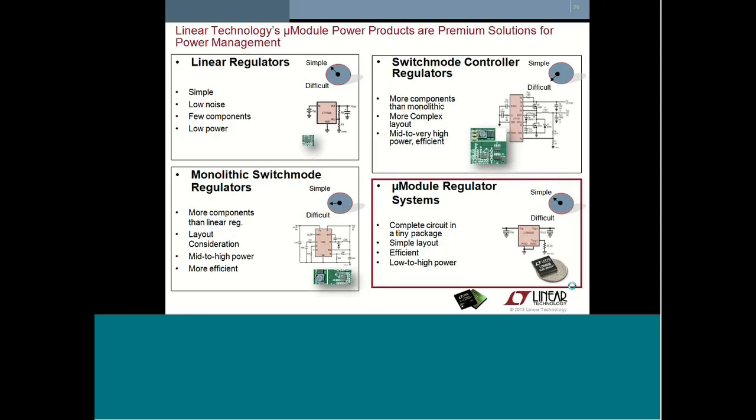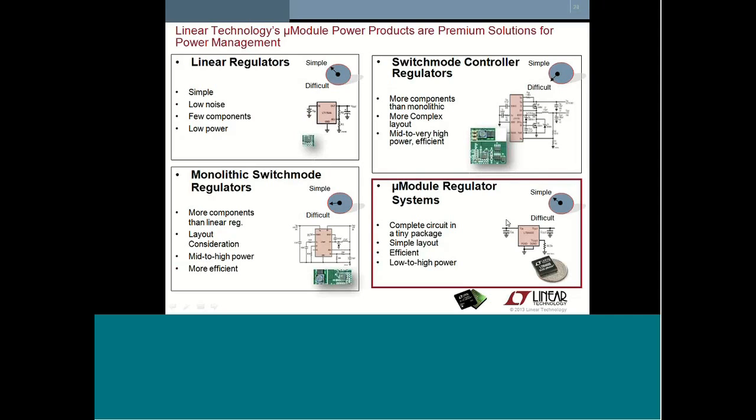Let's have a look at the traditional power products. The linear regulator is simple to design. It features low noise and few components, but at the same time is limited by input to output ratio and power transfers. With monolithic switch mode regulators, we require more components around. Layout must be drawn carefully, but this solution is more efficient.